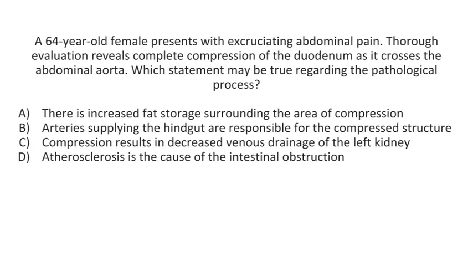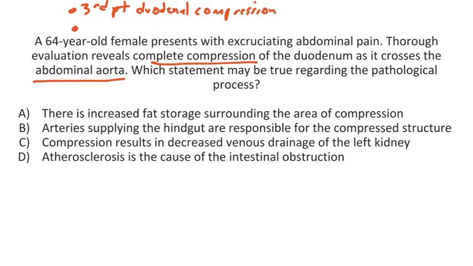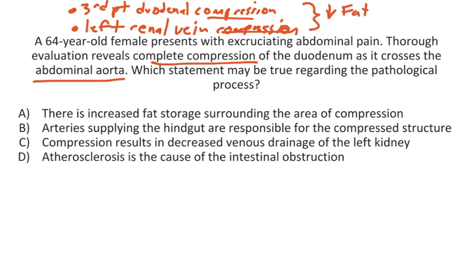Now hopefully you notice from the question stem that the third part of the duodenum is compressed between the aorta and the SMA, because we see that there is compression of the duodenum as it crosses the abdominal aorta. Now in addition to the third part of the duodenum being compressed, the left renal vein can also be compressed, and the cause of compression of either of these structures is decreased fat in the area, and this allows the angle between the SMA and the aorta to decrease, causing obstruction. So which of the following statements is true?